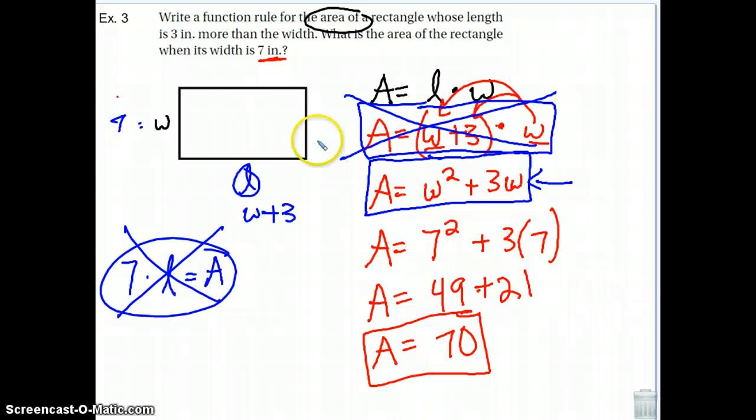And so anyways, 7 squared plus 3 times 7, which means, notice we only have two W's, W here and a W here, so we evaluate or plug it in. We plug in 7 for W, and we get the area equals 70.